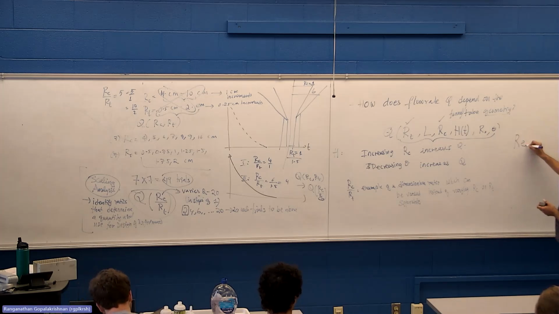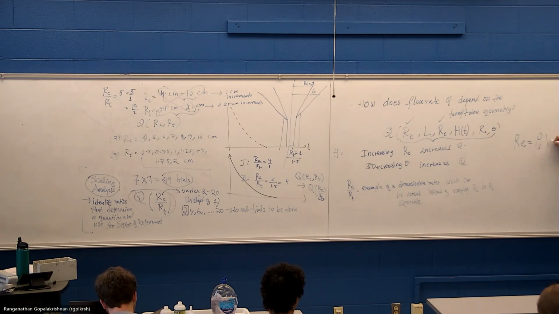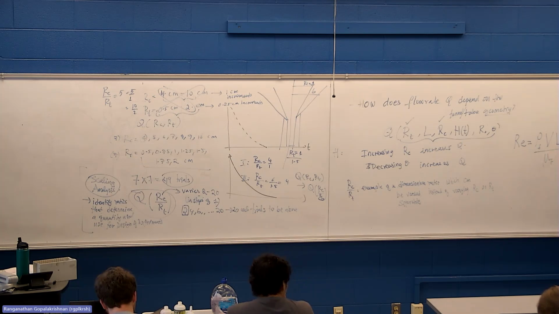What is Reynolds number? Density of the fluid. We'll also see it, okay? But I just want to know what you already know. Times flow velocity multiplied by a length scale divided by viscosity of the fluid. This is Reynolds number. Okay.